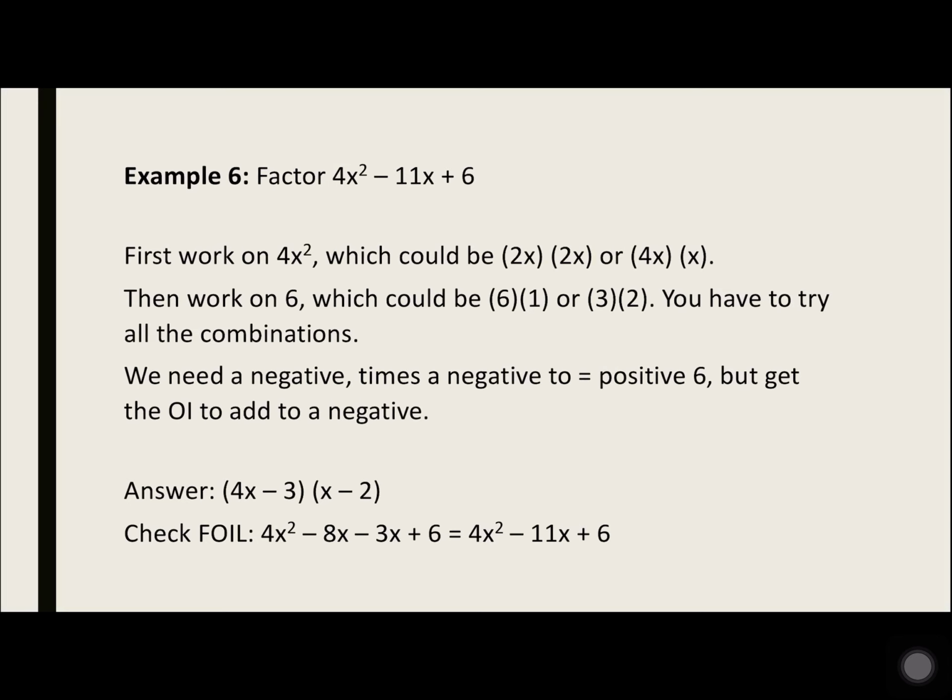Check. First, 4x times x, 4x squared. Outside, 4x times negative 2, negative 8x. Inside, negative 3 times x, negative 3x. Last, negative 3 times negative 2 is positive 6. Our O and our I are negative 8x minus 3x, which adds up to negative 11x. It FOILs out, so that's correct. You have to try all those different combinations until it comes out. That's the end.